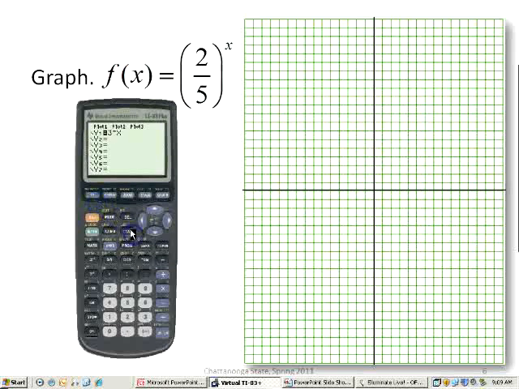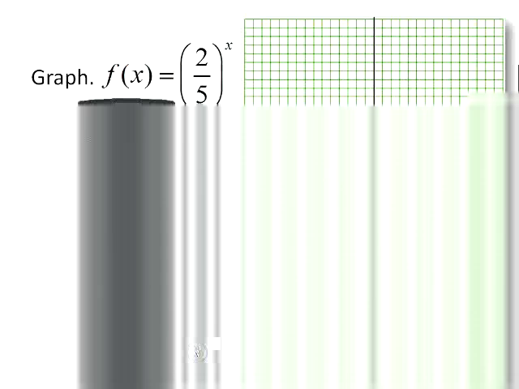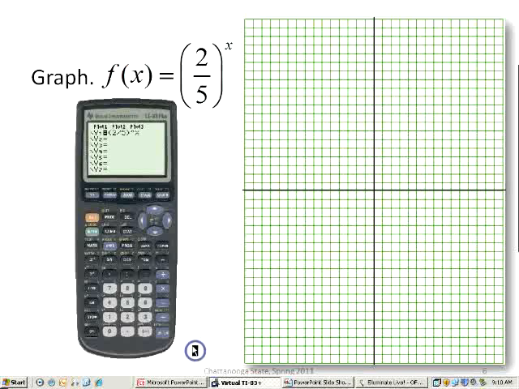This function, for my a here, the base, is between 0 and 1, so it is going to be an example of exponential decay. So let's graph it using the same ideas, putting the function in our y equals screen. You do need to be careful here. Be sure you put the 2/5 in parentheses, because we want the entire fraction raised to the x power. Now let me get some ordered pairs.